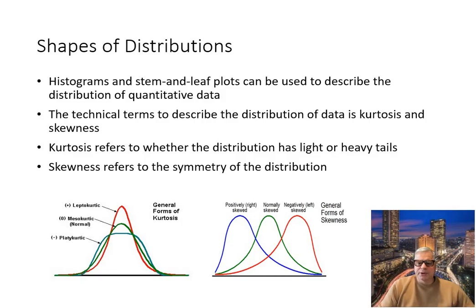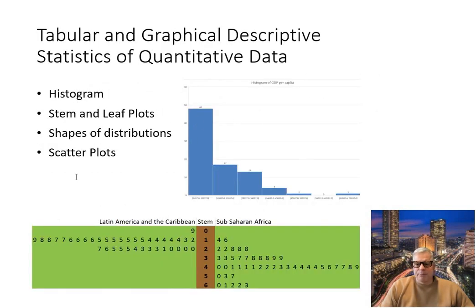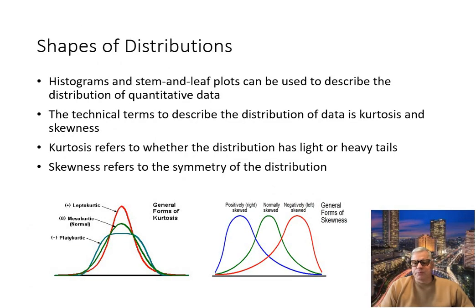Probably more important, I feel, is the issue of skewness. So we have seen earlier that the income per capita data is skewed to the right, and that is what we call positively skewed. So whenever your data has a long right tail, then we call that positively skewed, and if your data has a very long left tail, then we call that negatively skewed. And if it's nicely bell-shaped, if it's symmetric, we call that normally skewed.